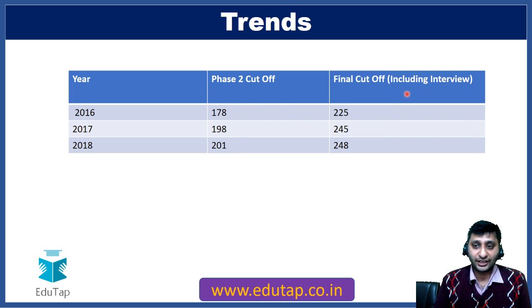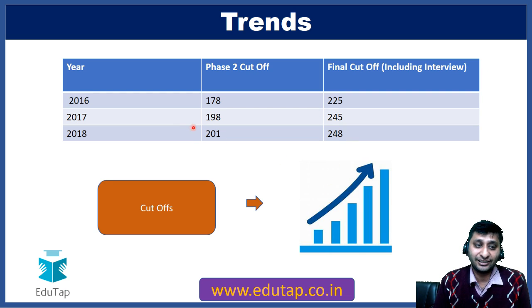And the final cutoffs including the interview in 2016, 17 and 18 have been 225, 245 and 248 respectively. So you can see first of all what the trend says. The trend says that the cutoffs have been increasing each year for the past 3 years, and if we take into account the previous year also, then also the cutoffs are increasing. So it increased from 178 to 198, and this year it has increased from 198 to 201 for phase 2, and for interview also it has increased from 225 to 245 and then this year to 248.